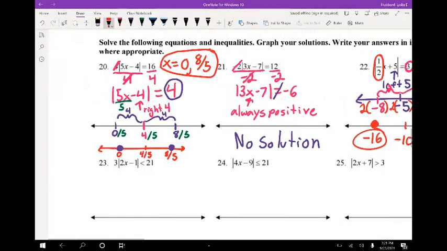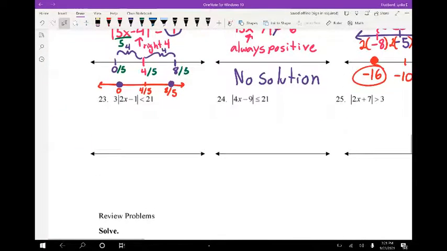Okay. Now let's move on to some inequalities. Looking at these inequalities, we're going to solve them essentially the same way we just did the last ones. Like the previous problems, I have this 3 out front of the absolute value symbol, and I've got to get this alone before I can do anything. So I'm going to divide both sides by a positive 3. Again, we'll divide outside with outside.